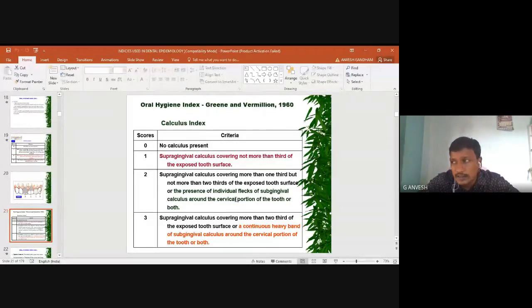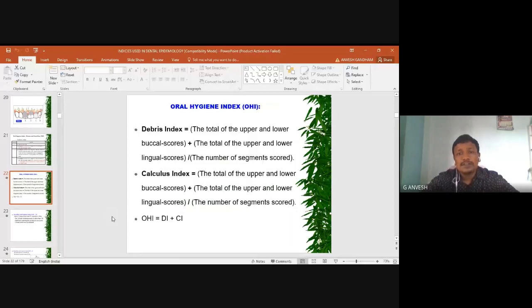So these are the ideal signs of the formation of calculus, or deposition of the calculus on the tooth surface or the exposed tooth surface. Based on that, we have to categorize their scores 0, 1, 2, 3. Right. So this is your calculation part.